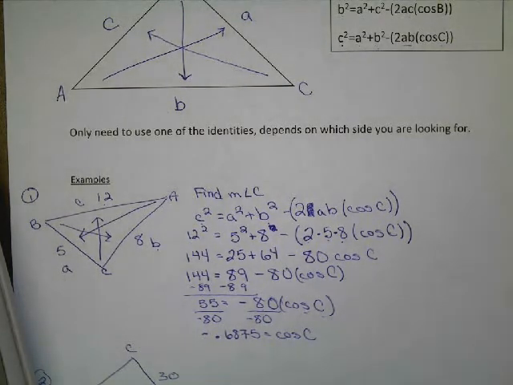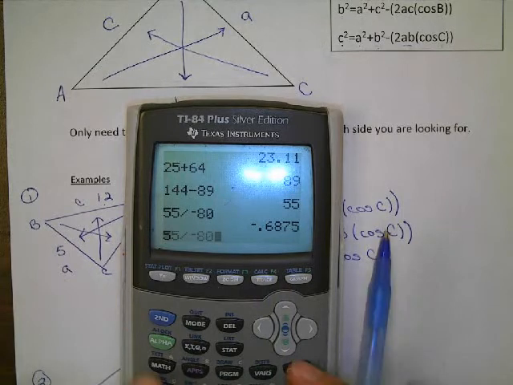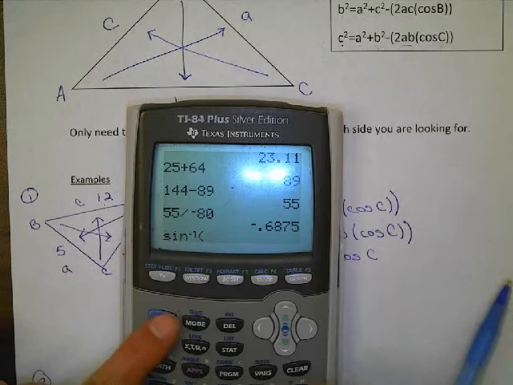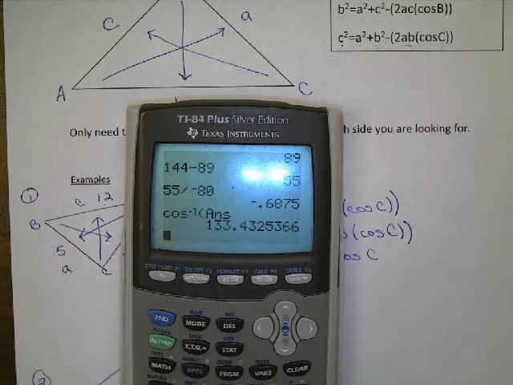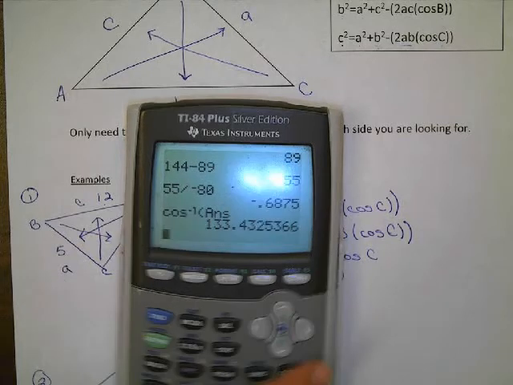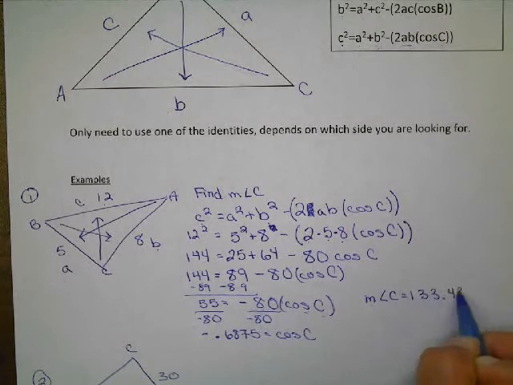Now you have to ask yourself, you're looking for an angle. So when you're looking for an angle, remember you always push the second button. So I'm going to do second cosine. And I'm going to use negative 0.6875. I'm just going to hit second enter. Oh, wrong one. Oh, second, the negative button for answer, so it's going to use whatever that other answer was. So again, I had to hit second cosine because I'm looking for the cosine angle. Hit enter, 133.43. So the measure of angle C is 133.43 degrees.